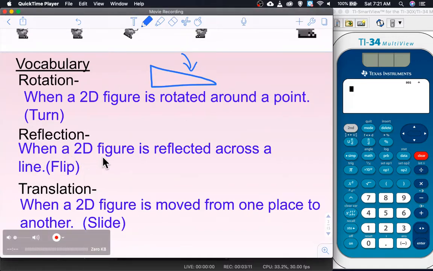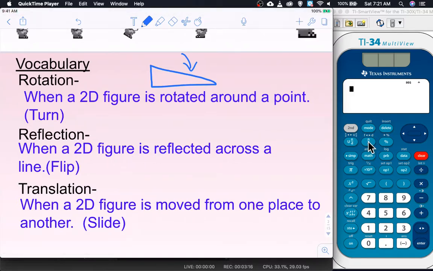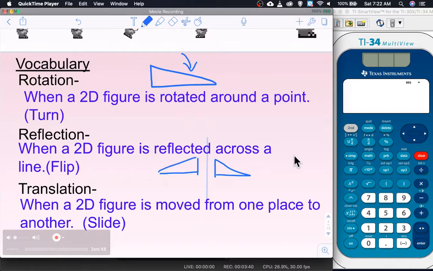A reflection is when you take a two-dimensional figure and it's reflected across a line. I can't use the Notability magic to do this, so I just have to draw this one out. If I had that same right triangle and I wanted to reflect it across, say, the y-axis, which is a line that looks like this, it would basically be a mirror image on the other side of the line. It's flipped over this line. That's why it's sometimes called a flip.